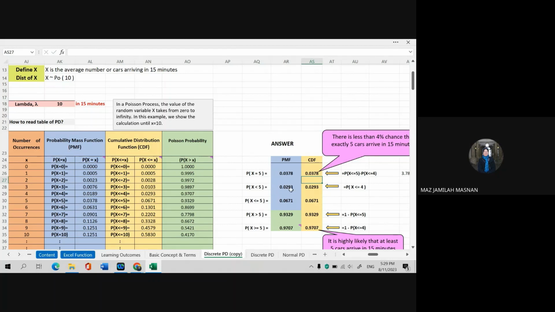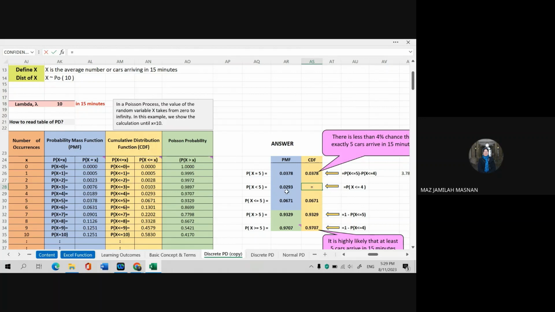Less than 5, we are using the PMF. You are looking for the answer less than 5 using the PMF, so it would be from 0 until 4 because 5 is not included. So definitely it equals the sum from 0 until 4. So you will get 0.0293.